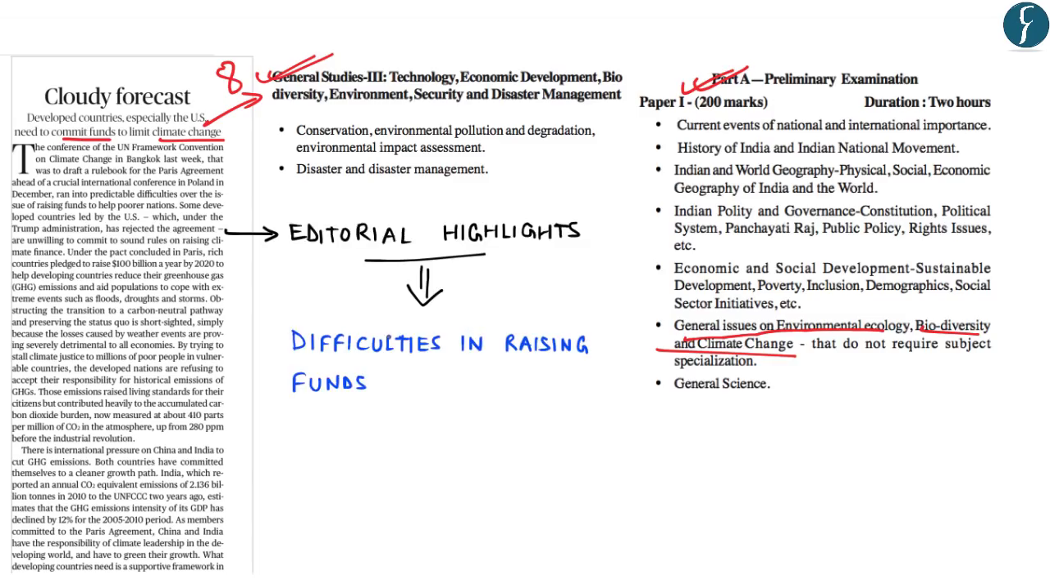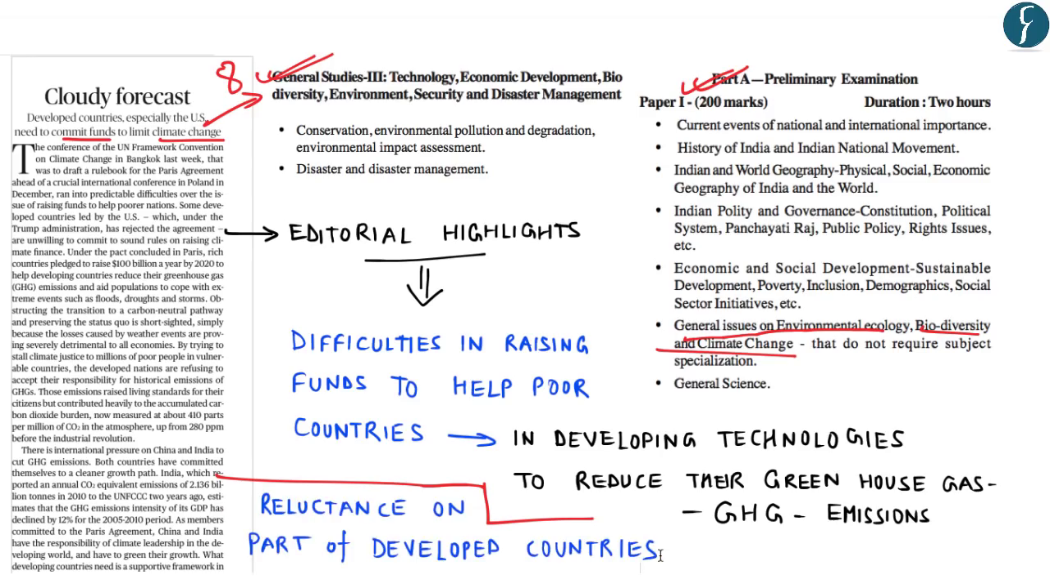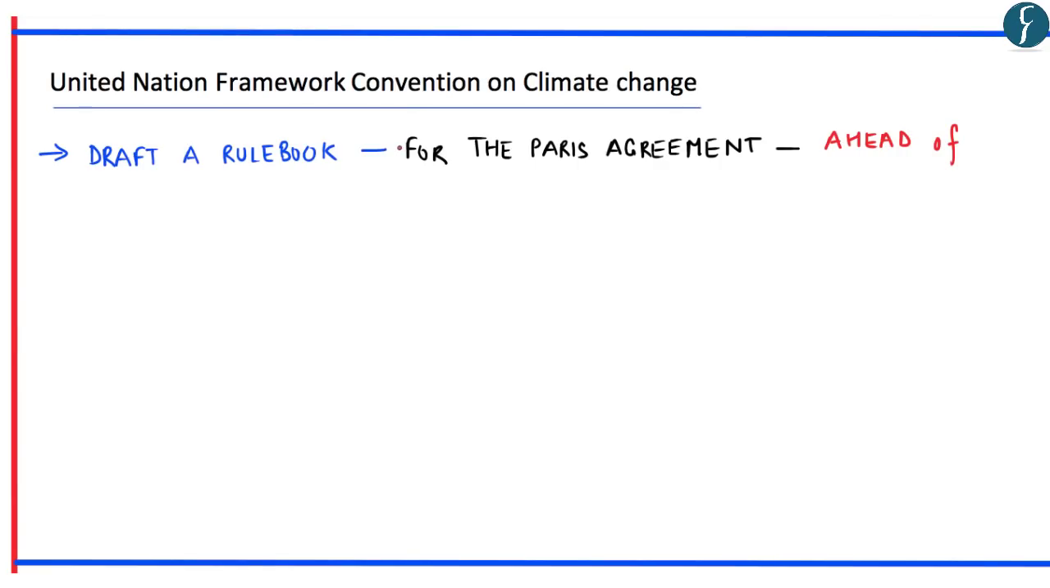So the editorial highlights the difficulty in raising funds to help the poor nations in developing technologies to reduce their greenhouse gas emissions. And in this, the reluctance on part of developed nations to commit certain funds for climate change. So let's understand the highlights of this editorial with respect to this reluctance on part of developed countries in helping the poor nations to reduce their greenhouse gas emissions. Now, the conference of the UN Framework Convention on Climate Change was supposed to draft a rule book for the Paris Agreement ahead of the crucial international conference to be held in Poland in December 2018.